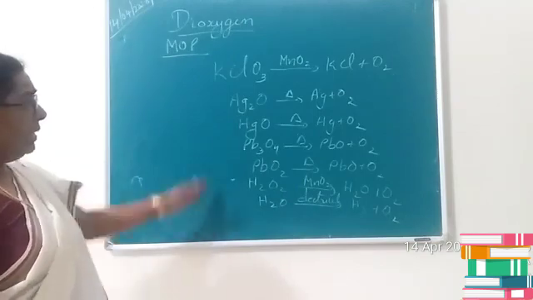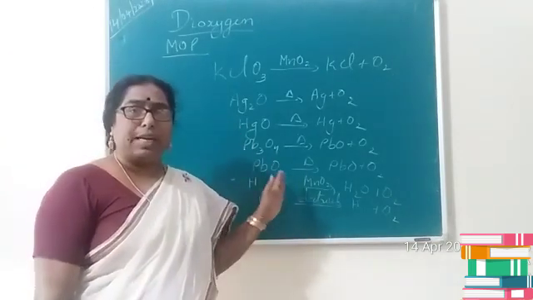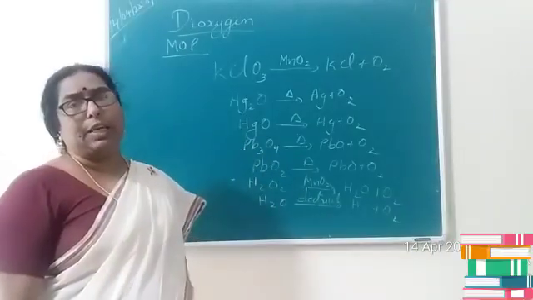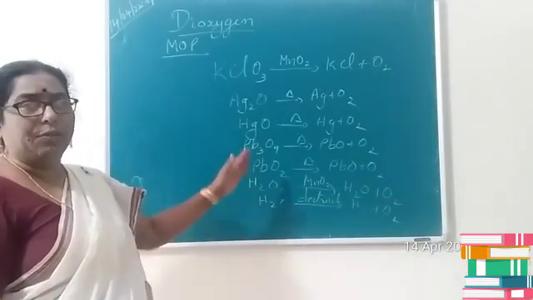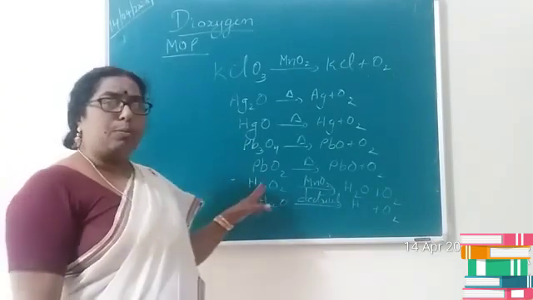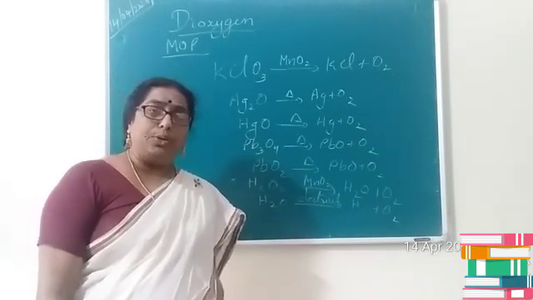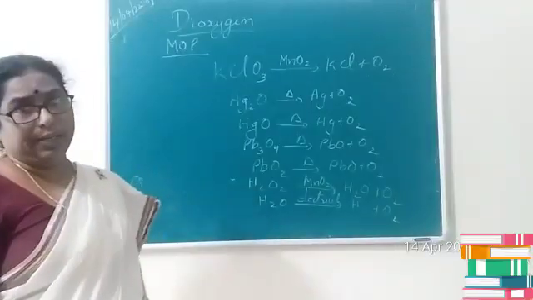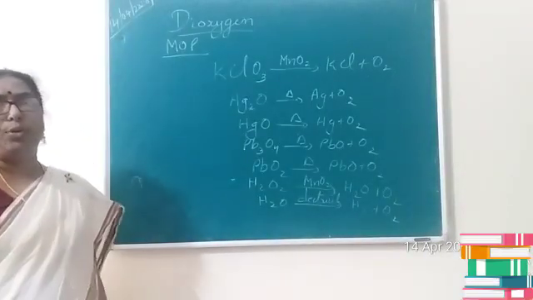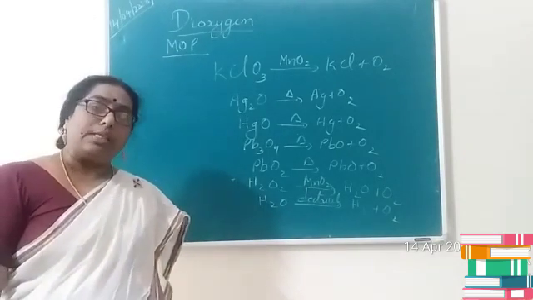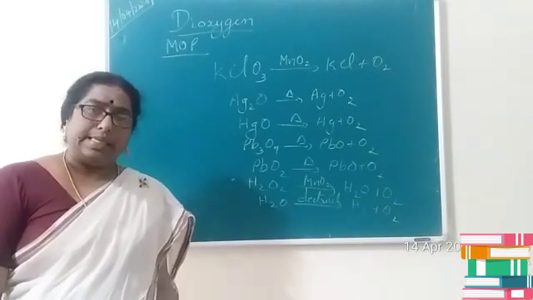Is it clear? KClO3 on heating gives oxygen, or Ag2O, HgO, Pb3O4, PbO2 on heating gives oxygen. It can also be prepared by the decomposition of hydrogen peroxide in the presence of MnO2, and by electrolysis of water. And the most common method, as I told you, is the liquefaction of air, from which we get dioxygen and dinitrogen. Is it clear children?